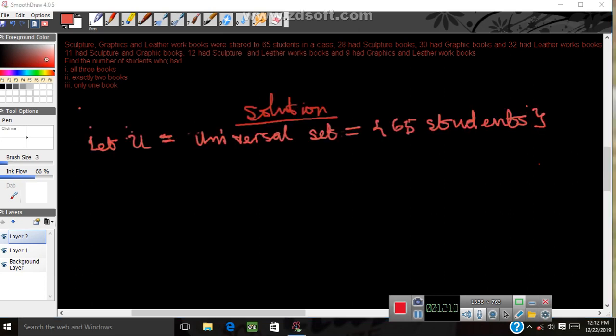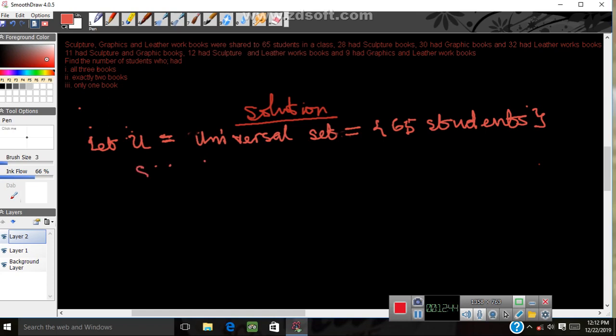Okay, so we go to the solution. We just have to prove that we know, because their motto says we know you know, so you let us know you know. So we start by saying let U be equal to the universal set. So the universal set is equal to a set of what? 65 students. Good. The next on the line is those that are doing sculpture. So S for sculpture.